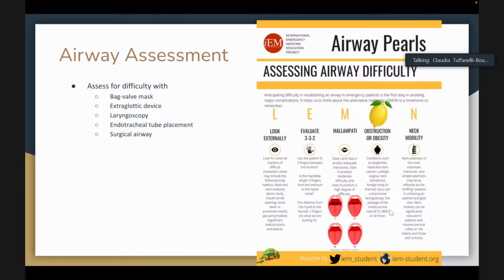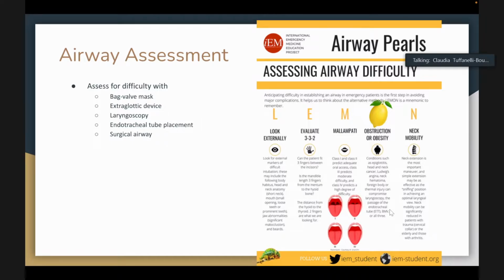The E is for evaluate. There are these 3-3-2 rules, and the same with Mallampati. Those are both tools you can look up, and you can read them better than I can tell them. I have the Mallampati on the next page too. That's good if you have the time and your patient has the ability to open their mouth for you to look inside and get a better view.